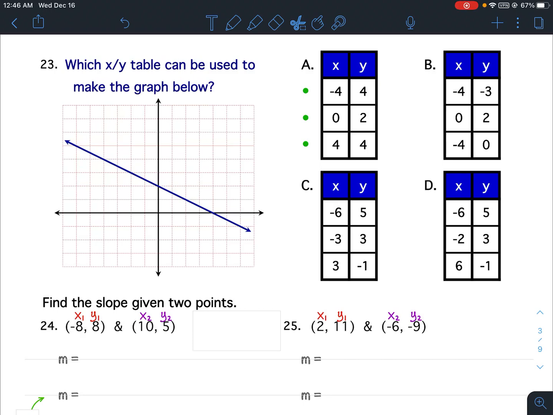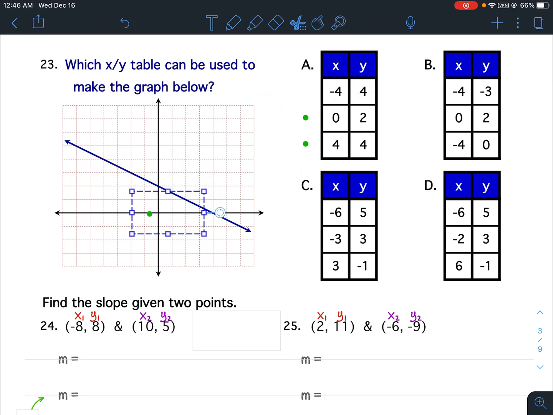Scientific Notation in Linear Equations, Lessons 4 through 7 review. Questions 23 through 25. For 23, we are to determine which XY table can be used to make the graph below. So I want to see, do the ordered pairs they give me fall on the graph?